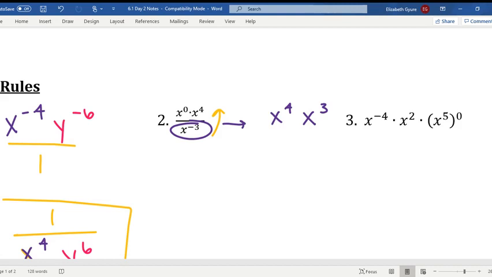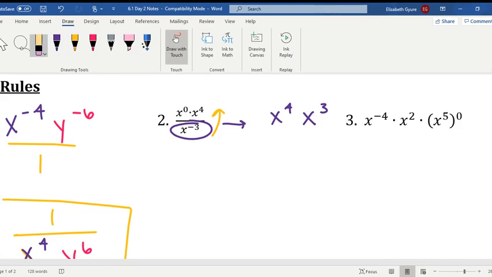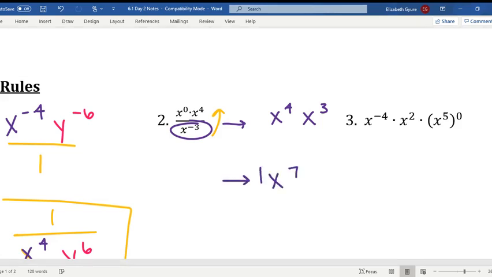So now we got one more thing we got to do, because now we still have two x's. We got an x to the 4th and an x to the 3rd. Well, we got to combine those. All together, if you have an x to the 4th and an x to the 3rd, what's that going to make all together? Yeah, exactly. X to the 7th. Good.